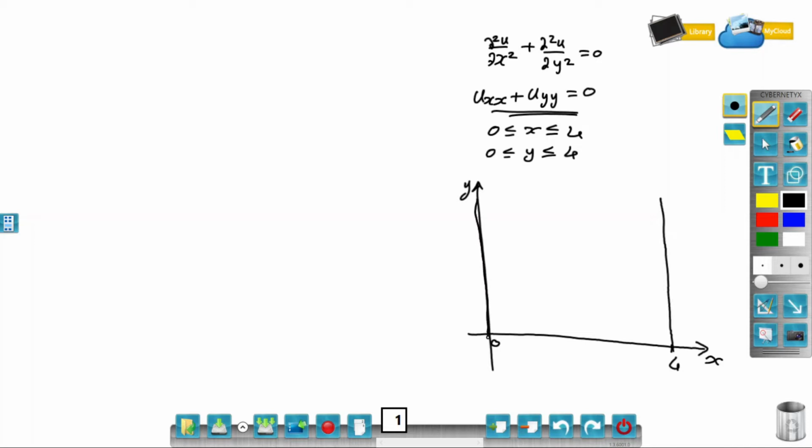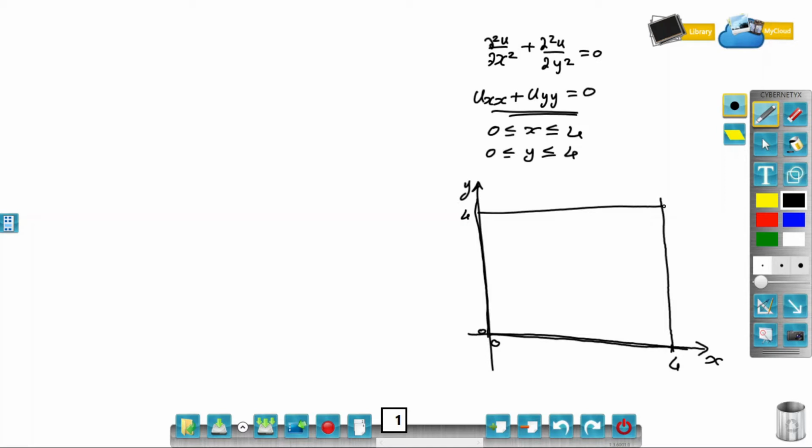Now similarly, what is the boundary of y? The region of y is 0 ≤ y ≤ 4. So this is 0, this is one boundary. Then this one is 4, this is the next boundary. So this square region is the region of our problem.